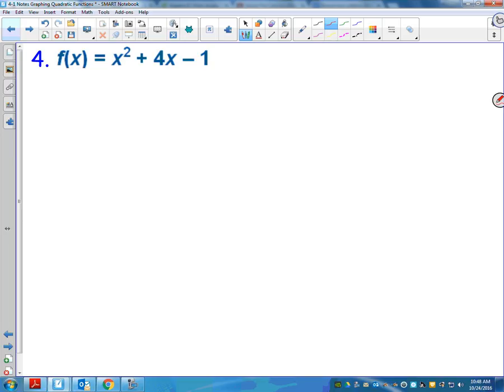Doing your range. So you start with your -b over 2a.